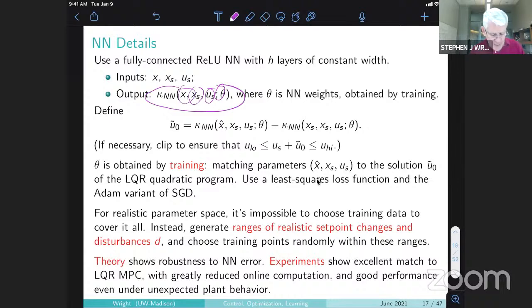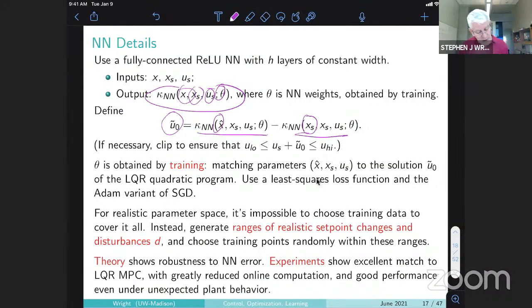And then we define the output u tilde naught to be the difference between the output of the neural net when we plug in the current state being x_s and when we plug in the real current state, x hat. So if x hat equals x_s, u tilde naught is going to be 0, which is what we want. If x hat is different from x_s, u tilde naught is generally going to be something else, either positive or negative. And then we use that as the input to the system. As you know from learning, you have to train the neural net to behave in the same way as the solution of the quadratic program.